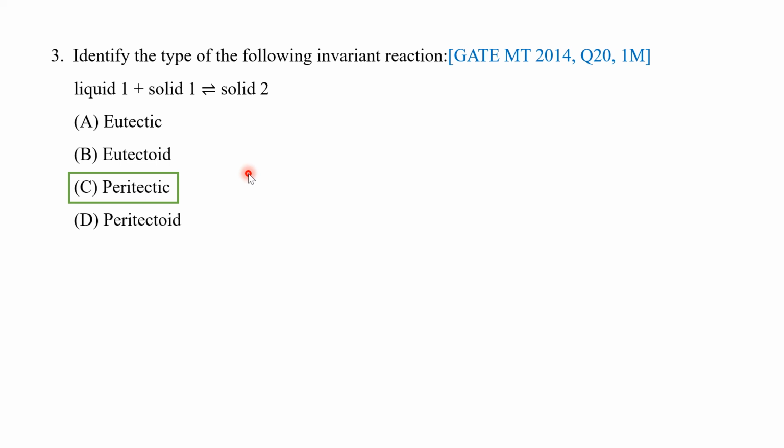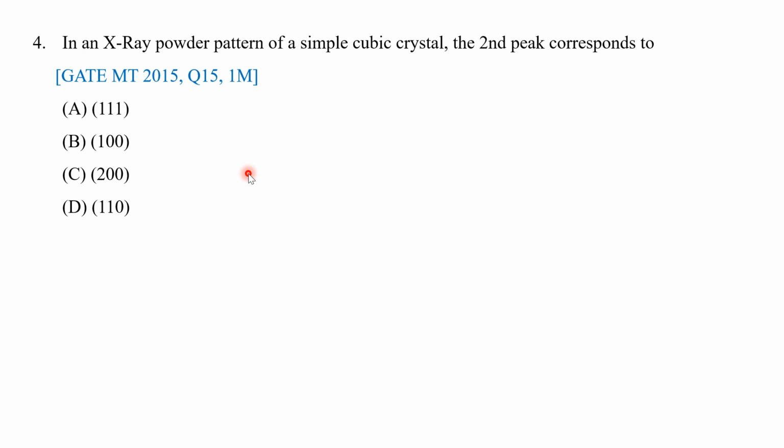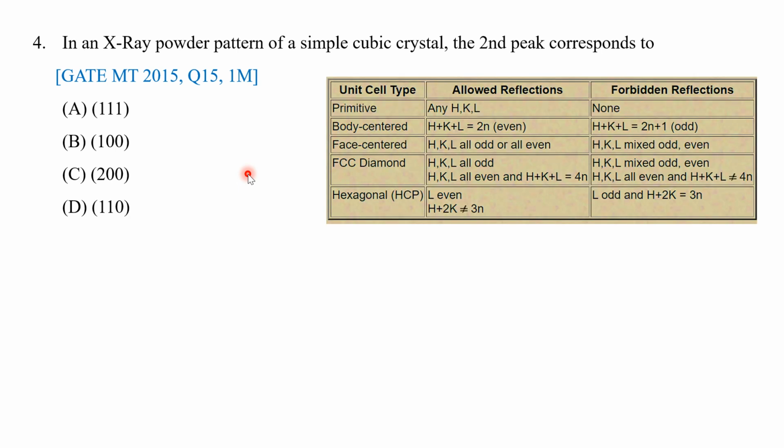Now we'll move on to the last question of today. In an exemplary powder pattern of a simple cubic crystal or a primitive cubic crystal, the second peak corresponds to dash. It was asked in GATE Metallurgical Engineering 2015 for 1 mark. If we can see here, this is a table which gives us the allowed reflections and forbidden reflections in XRD patterns. These are arrived at based on extinction rules, which will help us in understanding.